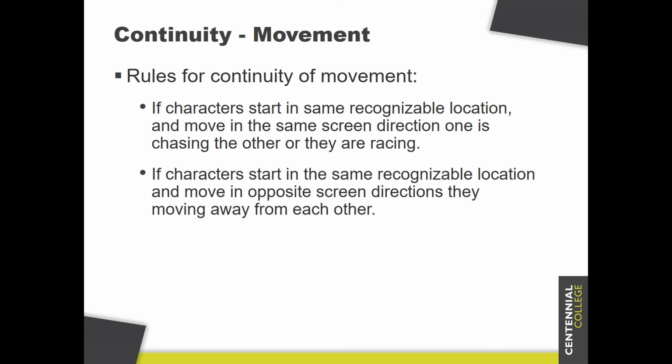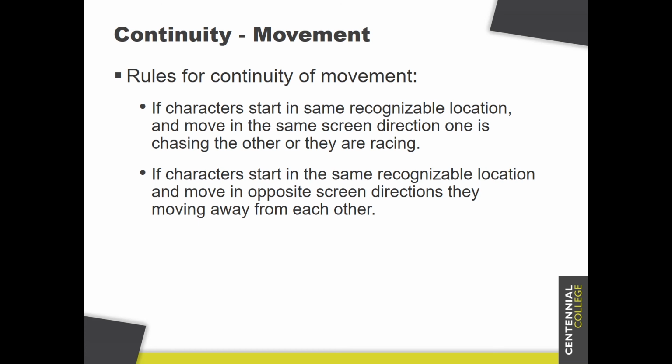The second convention is if characters start in the same recognizable location and move in opposite screen directions, then we assume they are moving away from each other. Or they could be crossing each other, depending on what's recognizable in the scene. So if character A is moving from left to right and we see the building in the background, and character B is moving from right to left and we see the same building in the background, then we assume they're either going to meet each other or they're moving away from each other, depending on where they are established within the scene itself.